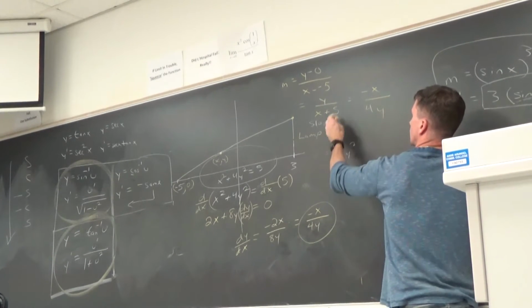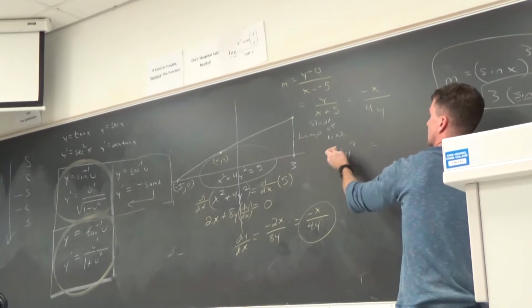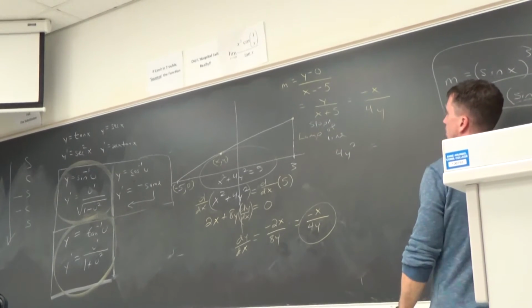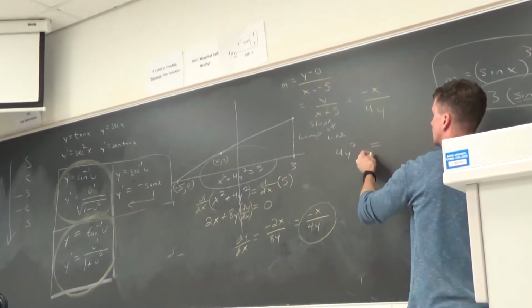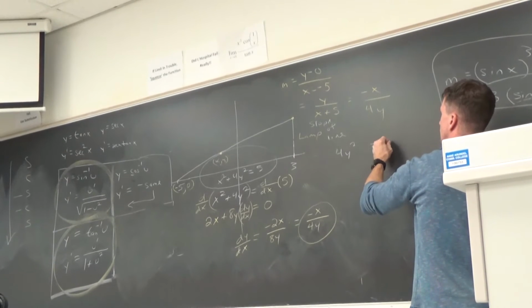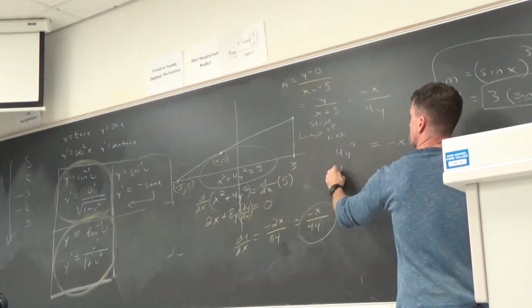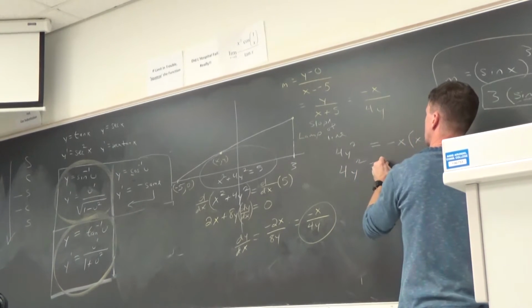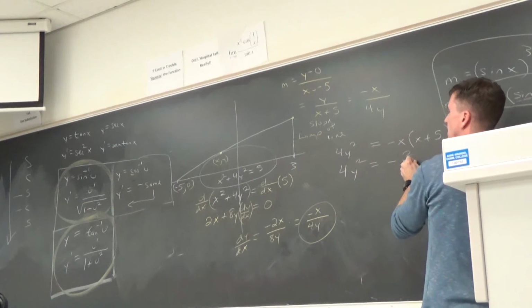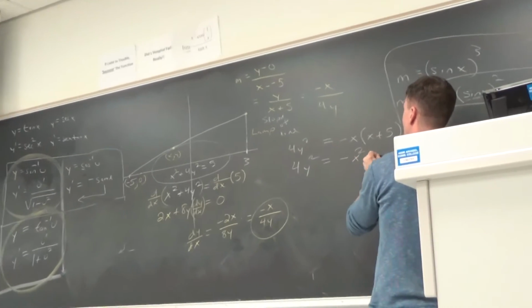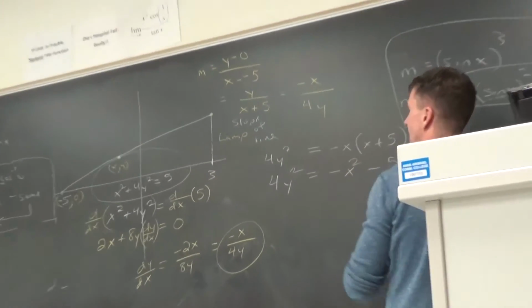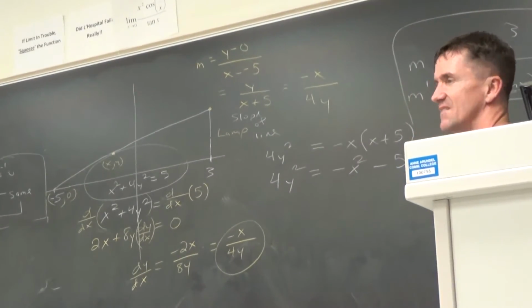4y squared? What's this times this give you? 4y squared equals negative x squared minus 5x. Negative x times x plus 5, which is negative x squared, but is it exactly minus 5x? Is it exactly the equation? No. It's close to it, isn't it?